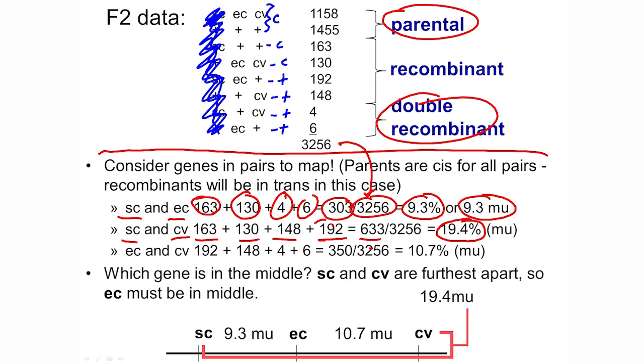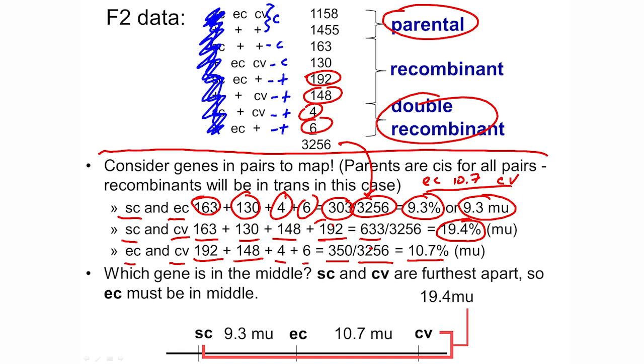So with respect to echinus and cross-veinless, this, and this will all be recombinant types for those 2 loci. So we add them up, 192, 148, 4, and 6. And if you do that, you'll find that there are 350 out of your grand total of 3,256, which is equivalent to 10.7% recombination, or by definition, 10.7 map units or centimorgans. And you probably don't even want me to do it, but if you just made a map of EC and cross-veinless, they'd be 10.7 map units apart.